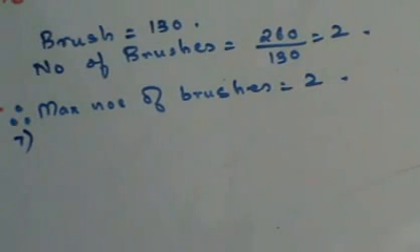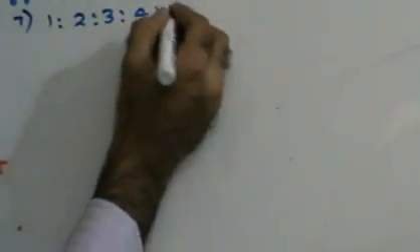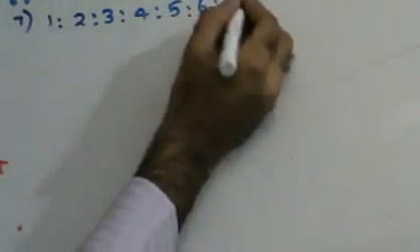The angles of a heptagon are in the ratio of 1:2:3:4:5:6:7:8. Find the smallest angle.